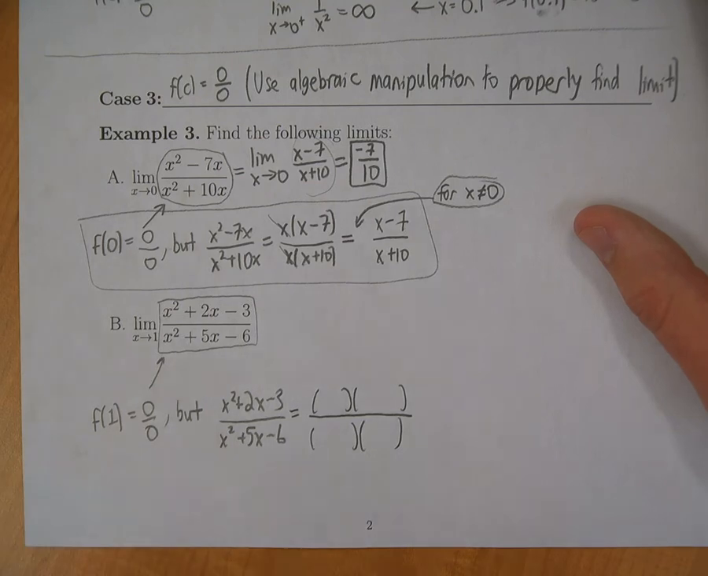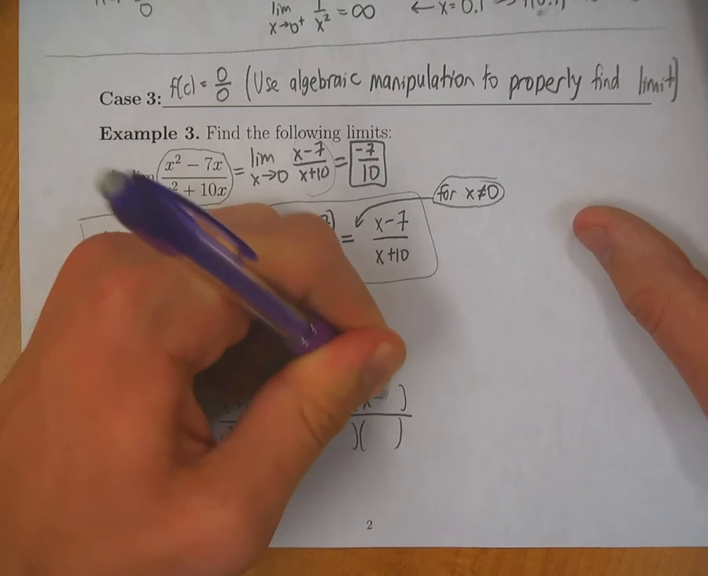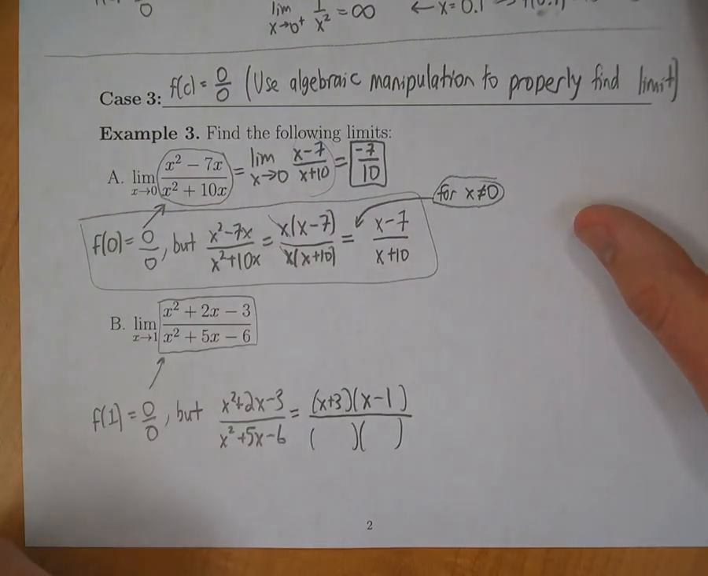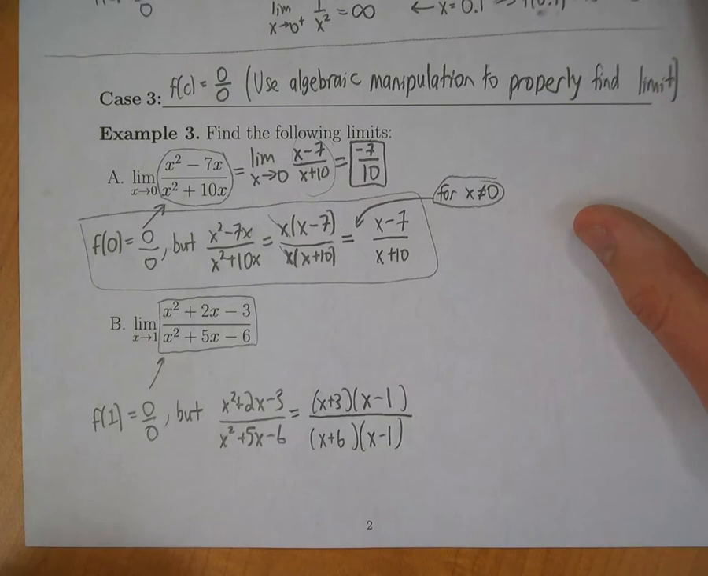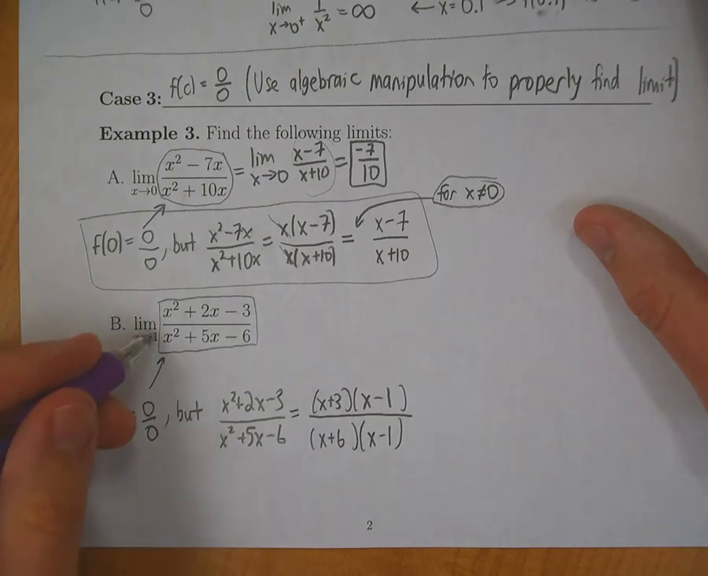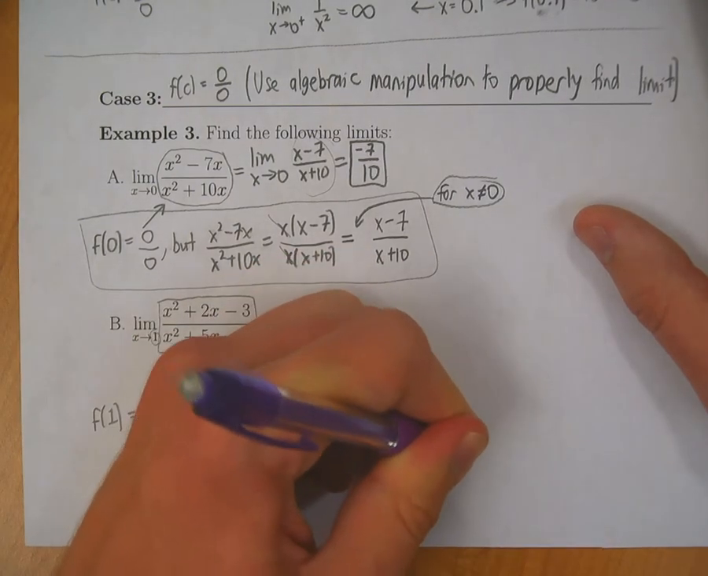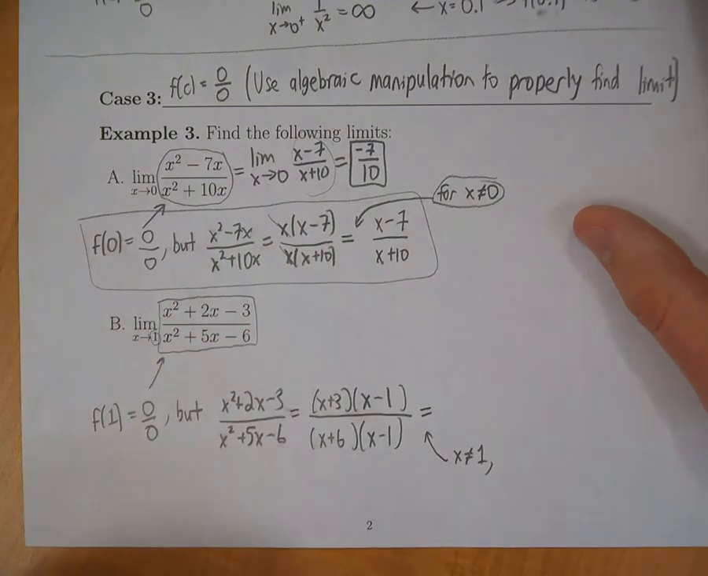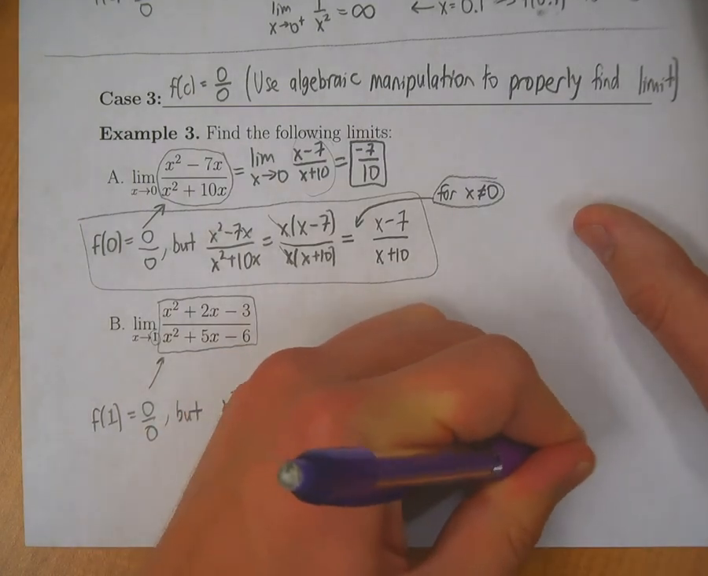So what can we factor? Go ahead. x plus 3 and then x minus 1. x plus 3, x minus 1. Good. And then the bottom? x plus 6 and x minus 1. Yep, x plus 6 and x minus 1. Good. So now in this case, we're letting x approach 1 here. So all that says is that we cannot let x equal 1. x cannot equal 1. Or to be slightly more consistent with what we saw in part A, x minus 1 cannot equal 0.